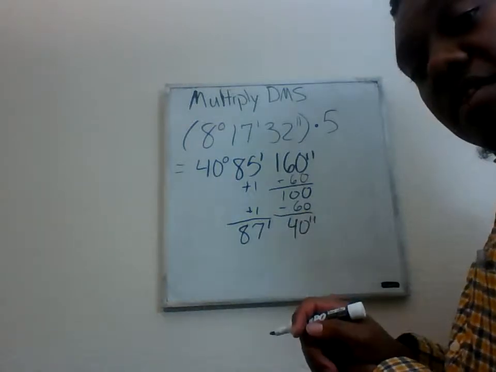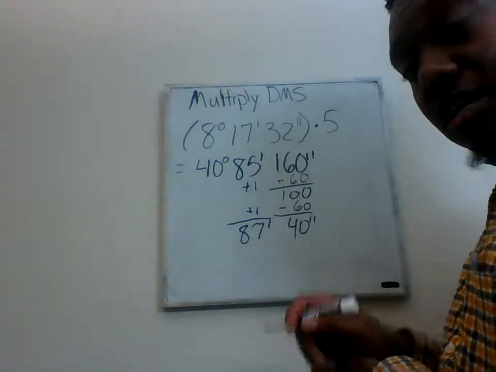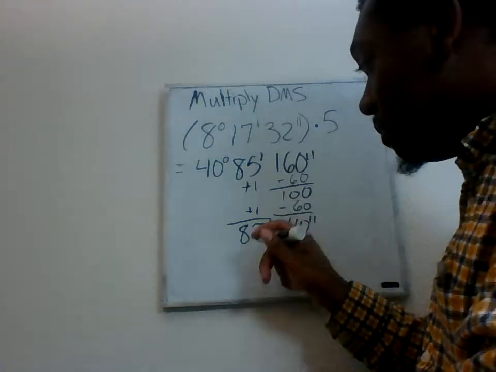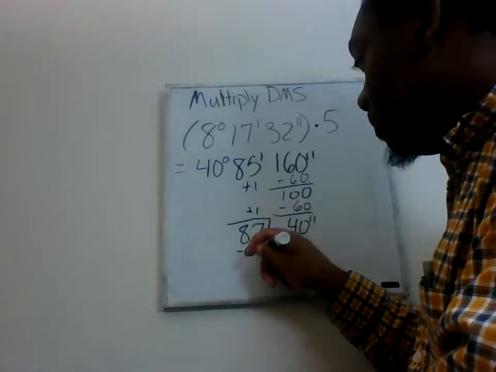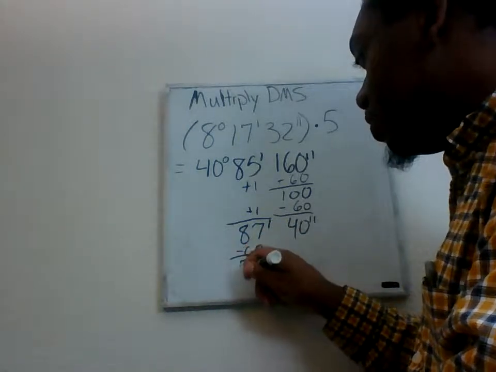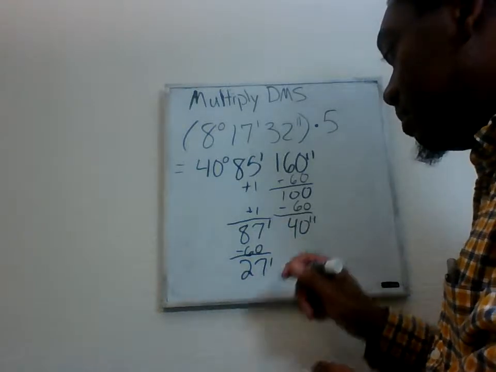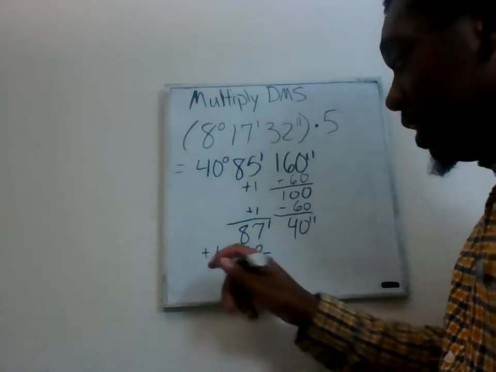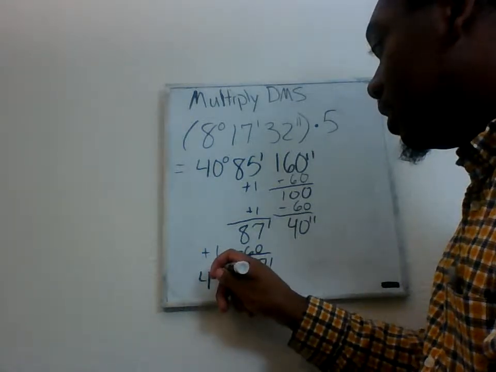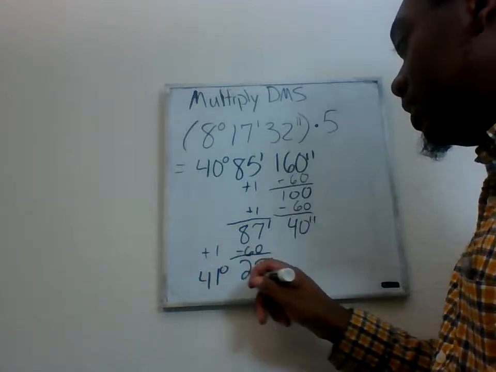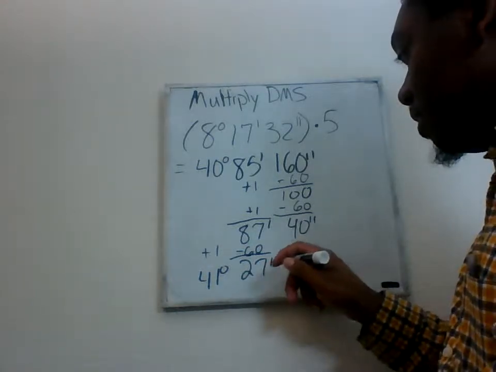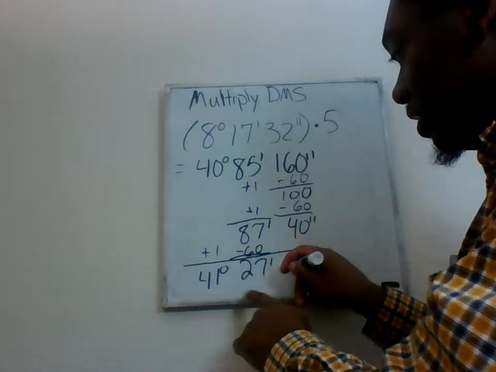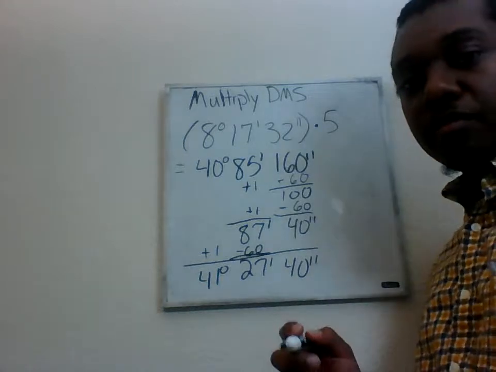Well, from 87, I can once again subtract 60, right? Because 60 minutes equals 1 degree. So I'm going to subtract that 60 from here, and I'm left with 27 minutes. And I'm going to add one more to my degrees here. And now I have 41 degrees. So my final answer will be 41 degrees, 27 minutes, and 40 seconds.